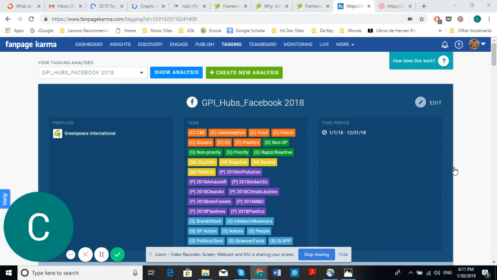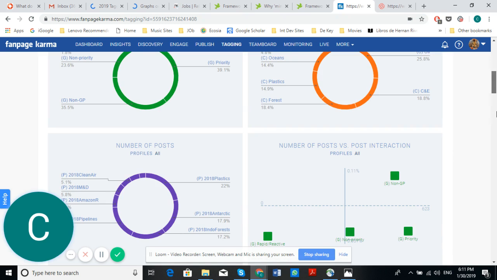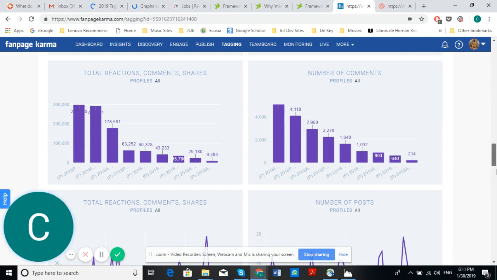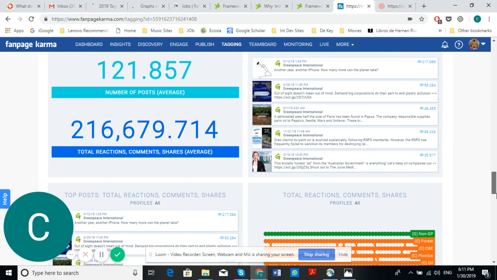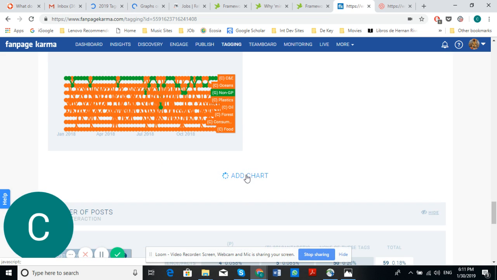Hello! In this video, I will show you how to create graphs on FanPageKarma. So when you're in your project, using the tagging tool, you go at the end here to the Add Chart option, here. Then you will have the possibility to select between several charts.